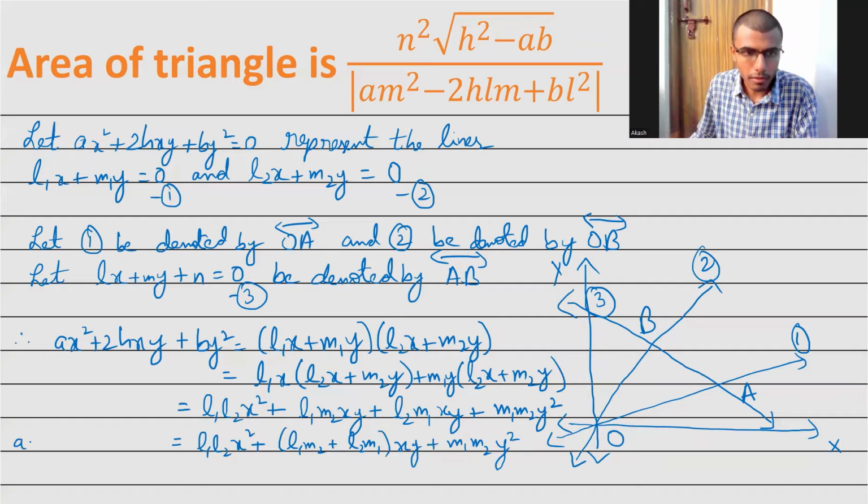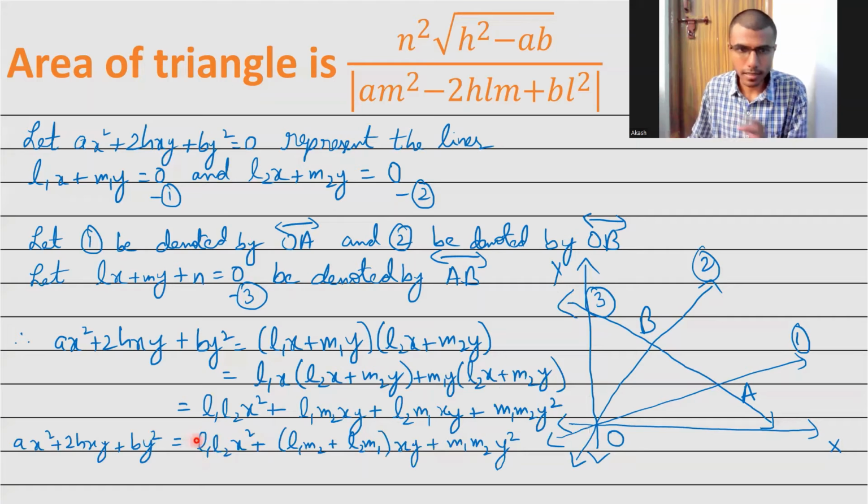Now on the LHS what I have is ax square plus 2hxy plus by square. Now if I compare the LHS and RHS, the coefficient of x square on the LHS is a, and the coefficient of x square in the RHS is L1 L2.